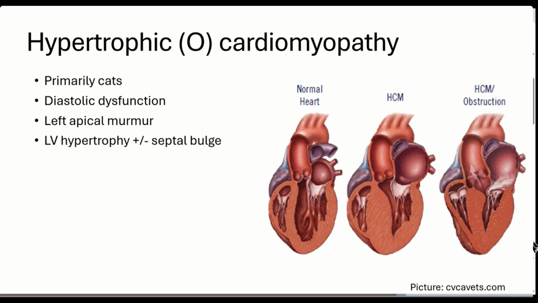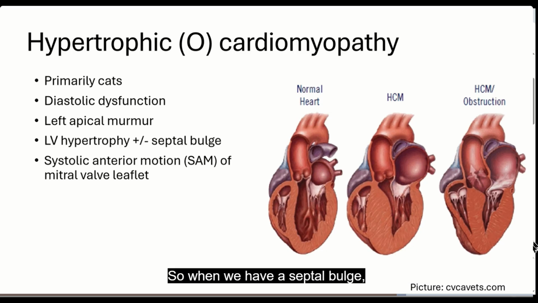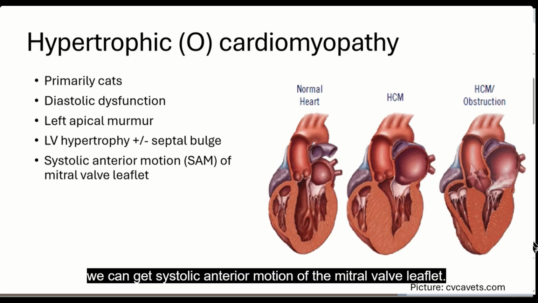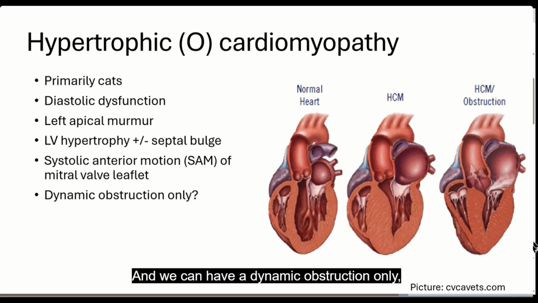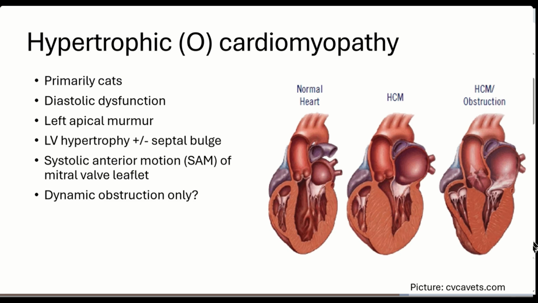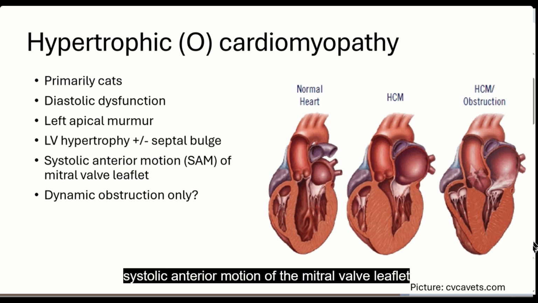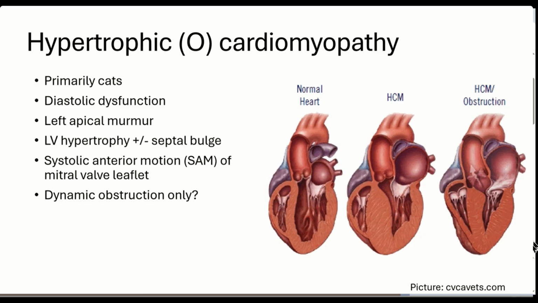So when we have a septal bulge, particularly, we can get systolic anterior motion of the mitral valve leaflet. Now, I'll come onto a slide and explain that a little bit more as we go on. And we can have a dynamic obstruction only. So this is when the murmur that we hear and the backflow of blood and the systolic anterior motion of the mitral valve leaflet can happen only at higher heart rates.